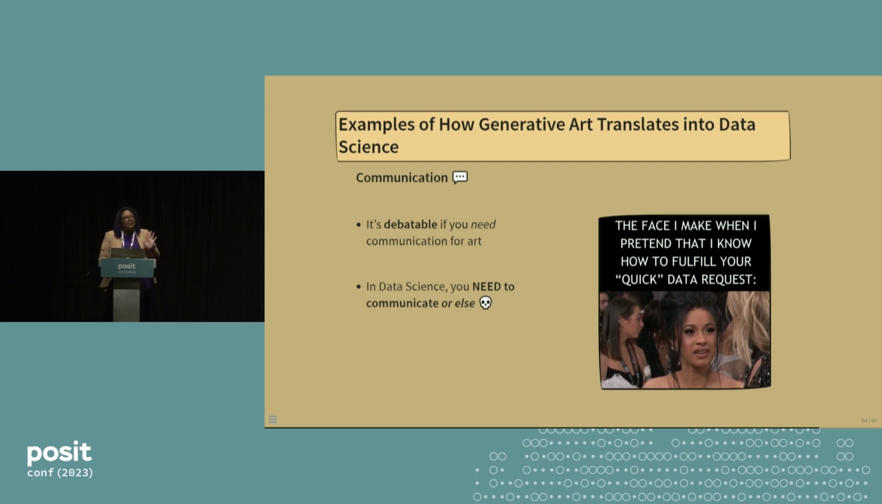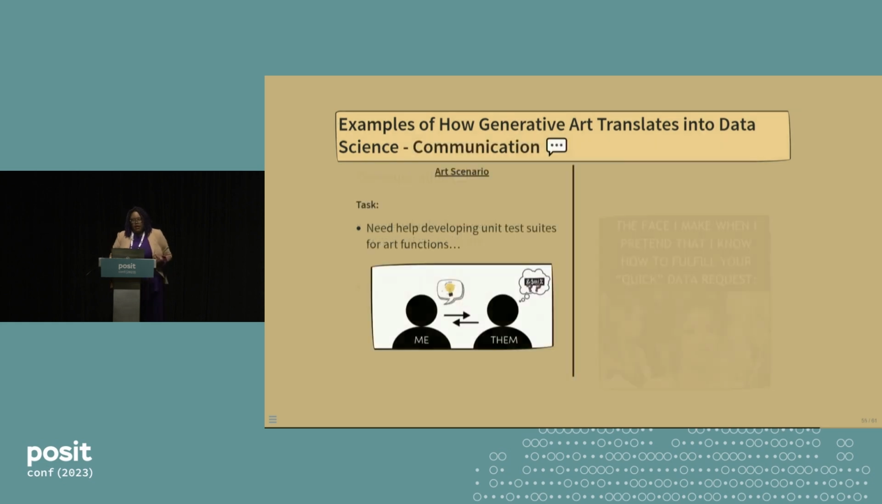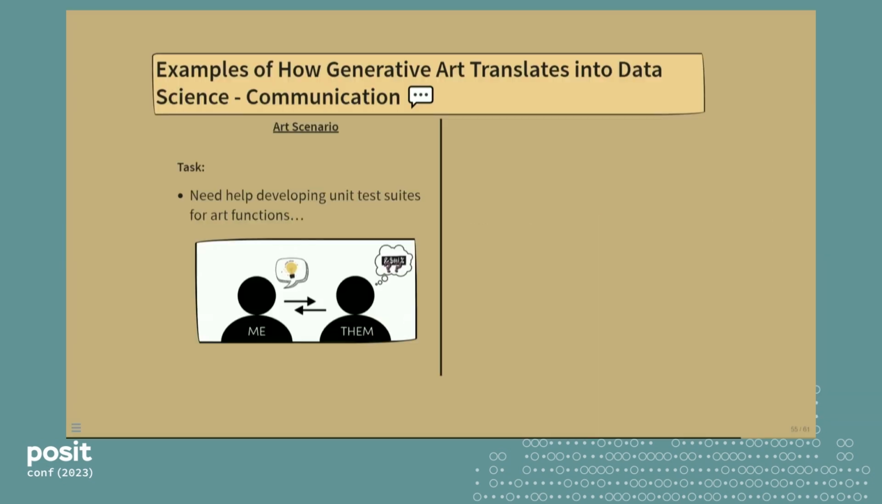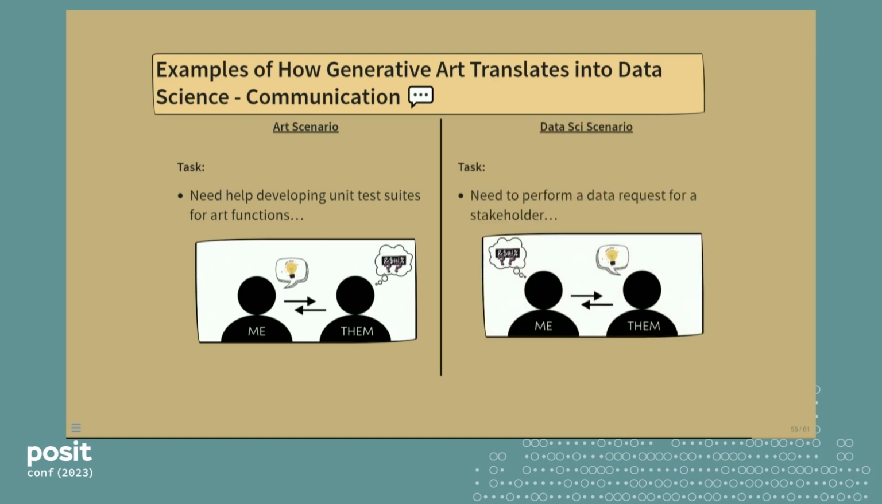So even though it's not required for art, I did get to practice this skill a bit on maternity leave. So on maternity leave, I needed help developing unit test suites for art functions in my package. And back at work, I needed to perform a data request for a stakeholder. So comparing these scenarios is interesting because in the art scenario, I am the subject matter expert that needs programming help. And in the data science scenario, I am the programmer that helps the subject matter expert by giving them data. So both of these scenarios required communicating in different ways, but they both had that same need of getting everyone on the same page.